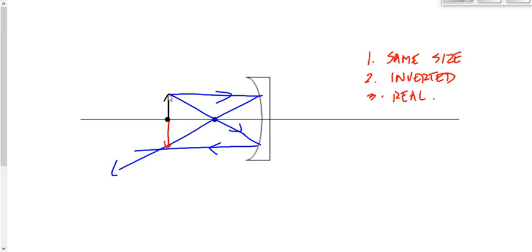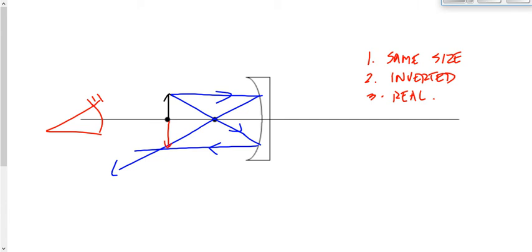Which means that we could project this onto a screen. Not sure why we'd want to project an image onto a screen that was exactly the same size and upside down, but we could if we wanted to. We could also look into the mirror to see it, right? If I was standing over here, looking into it, I could still see the image in the mirror. I just don't need to look into the mirror to see it. I can project that onto the screen if I want to.